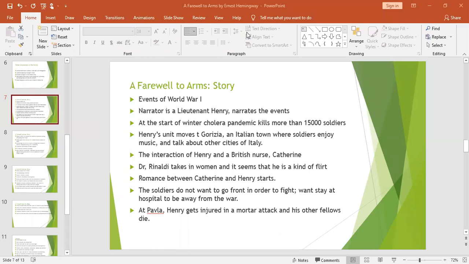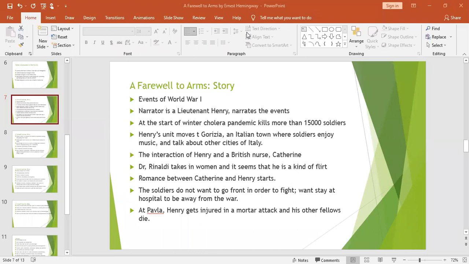So the events of World War One, as we know, are narrated by Lieutenant Henry, who belongs to America. He narrates the events. We come to know that in summer the war starts, and the American and British soldiers were over there at the Italian border. They would like to help and support the Italian forces because Italy was also fighting against Austria, Hungary, and Germans at the same time. So from one side there was Germany, Austria, Hungary, and Turkey as well, and from another side, the Allied forces were there.